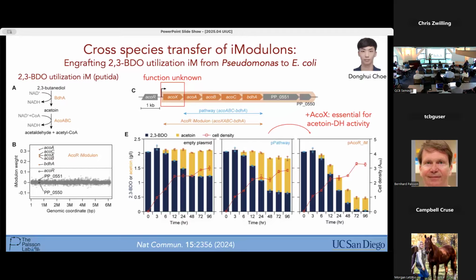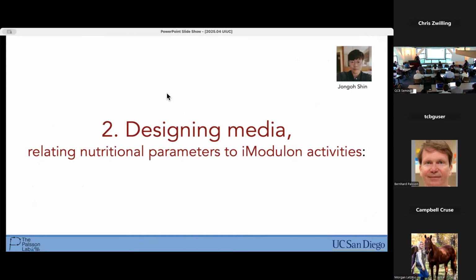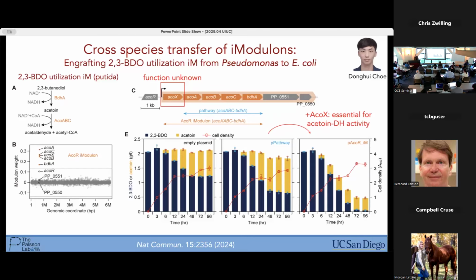Here's the pathway. These genes underlined in blue are genes for the enzymes known to be in this pathway, but there's one Y gene in here, which is this one. So we constructed a few plasmids to move this trait into E. coli. One is the full iModulon, and one was just a knowledge-based pathway, then an empty plasmid. So here's the empty plasmid. These blue bars here are the concentration of the substrate. This is the concentration of this intermediate. With the empty plasmid, E. coli can carry out this reaction to a certain extent, but can't complete the pathway.